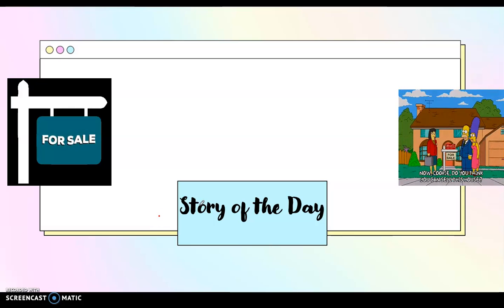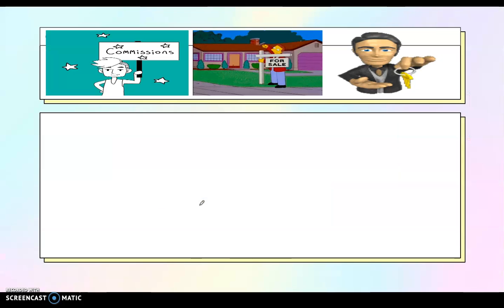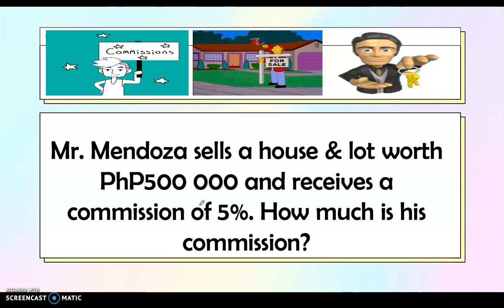So let's read a story for today about a house for sale. Mr. Mendoza sells a house and lot worth 500,000 and receives a commission of 5%. How much is his commission? Now, Mr. Mendoza here is the agent of the house.